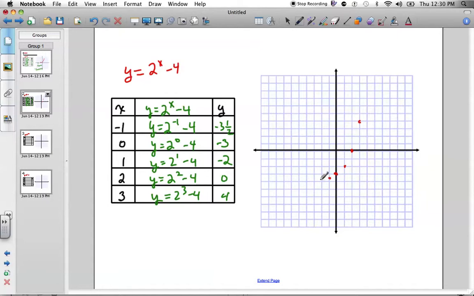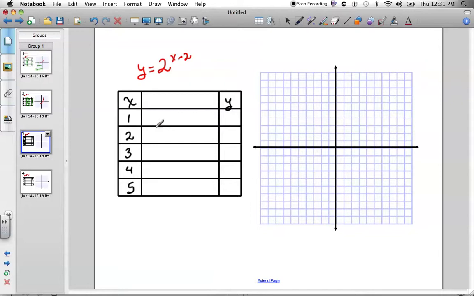And we're going to connect our points. And there it is. So our asymptote here is going to be at -4. And again, it is a boomerang figure. Go ahead and pause the video here. Try this one on your own.